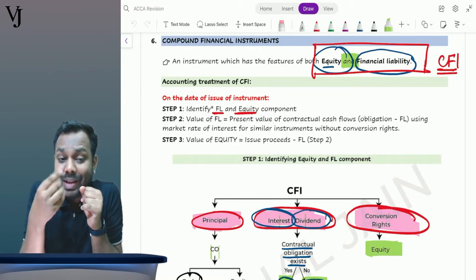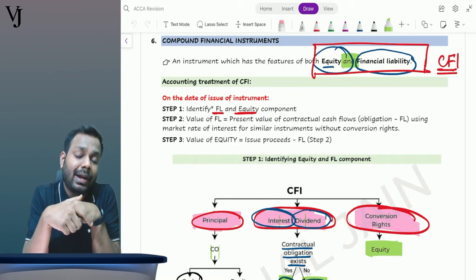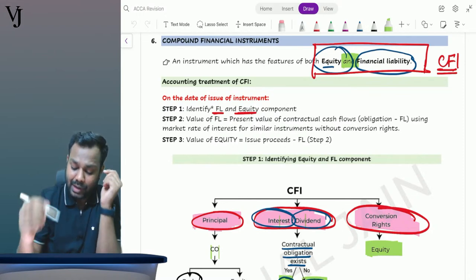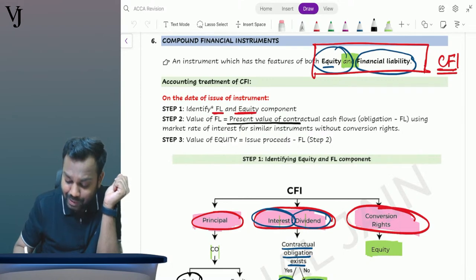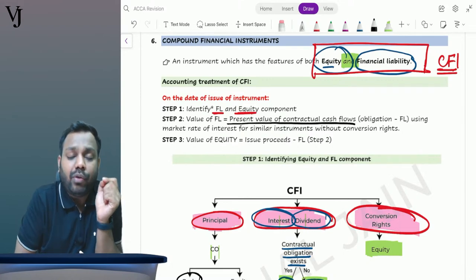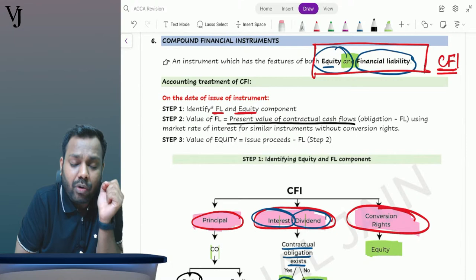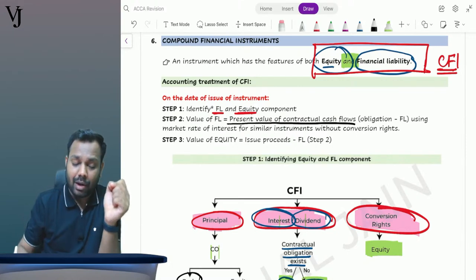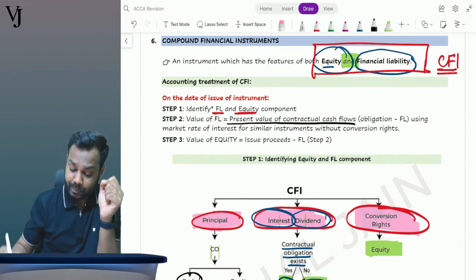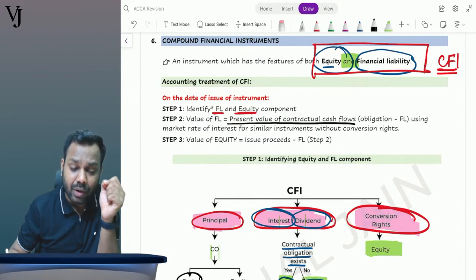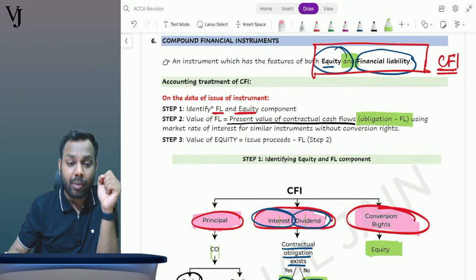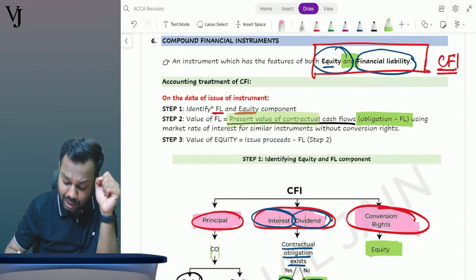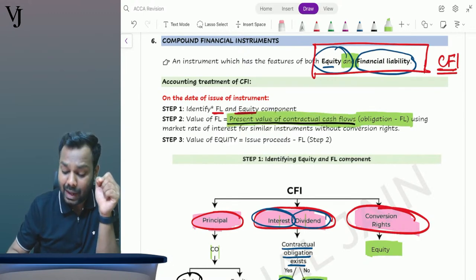Now, we have to measure the value of financial liability and equity. So, how will we measure? The standard says that when you are measuring, you have to calculate the present value of the contractual cash flows. Contractual cash flows for which component? For the financial liability component. Calculate the present value of the contractual cash flows for the financial liability component.